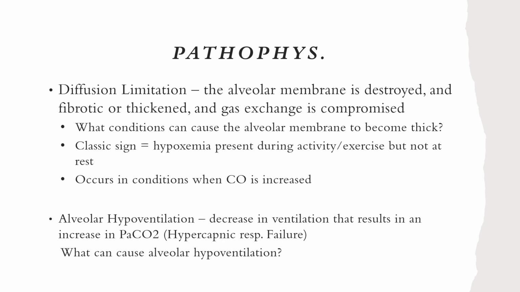And then just a little bit more pathophys. We're going to talk about diffusion limitation. This is when the alveolar membrane, the outer membrane of the alveoli, is becoming destroyed, fibrotic, or thickened. Because of that, we're going to have less compliance of the alveoli. Our alveoli are not going to expand to the proper amount. And because of that, we're going to have poor gas exchange, right? So gas exchange is compromised. So what conditions can cause the alveolar membrane to become really, really thick and almost fibrotic?